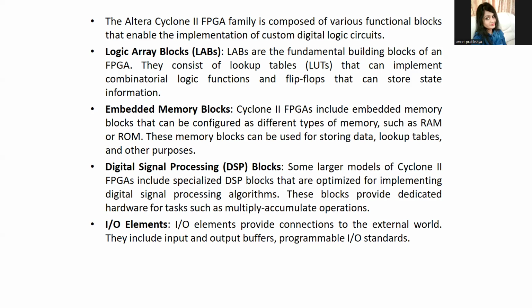And apart from that, we have the embedded memory block in the Cyclone 2 architecture, which has the RAM or ROM. RAM is for random access memory and ROM is for read-only memory. These memory blocks can be used for storing data, and they will also store the lookup tables which are already in the logic array block. The embedded memory blocks in turn will store the lookup tables and be used for other purposes.